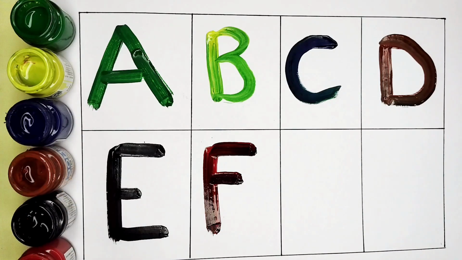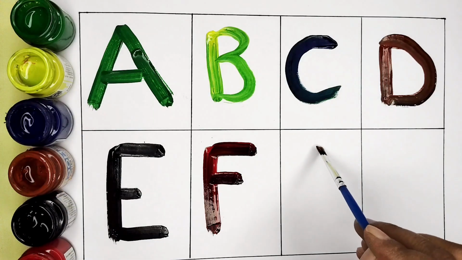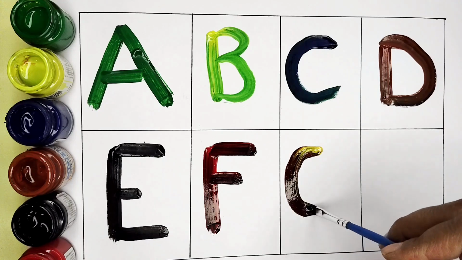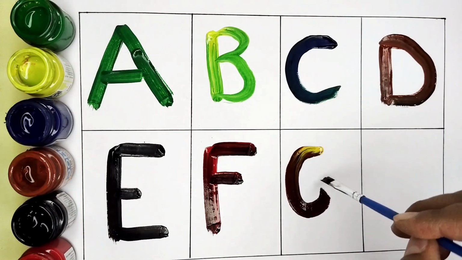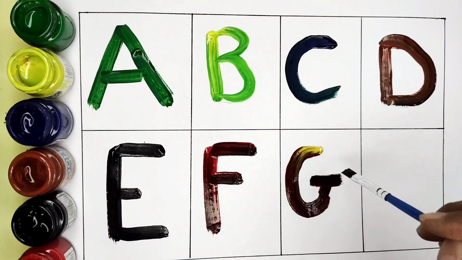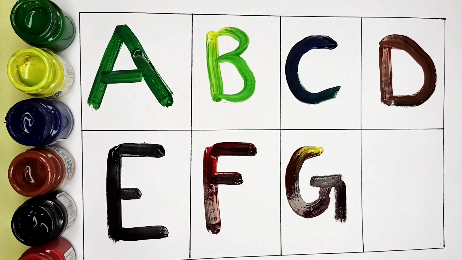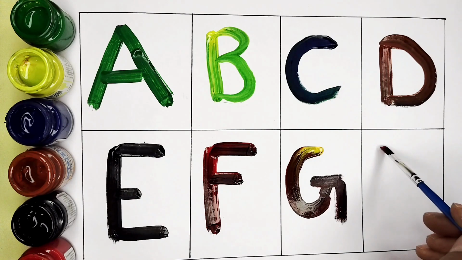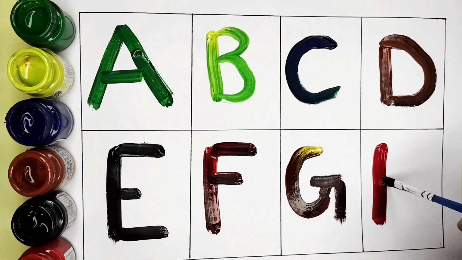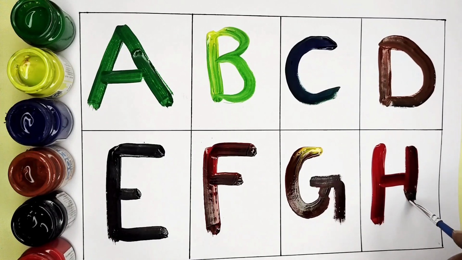Yellow color. G, G for goat. Red color. H, H for hen.